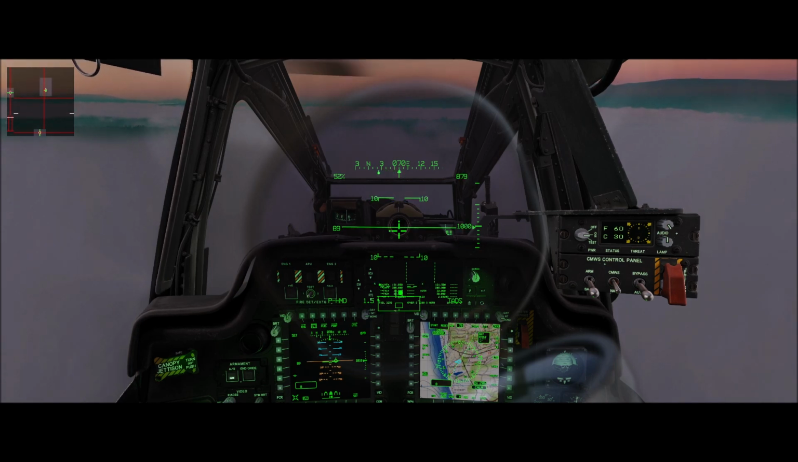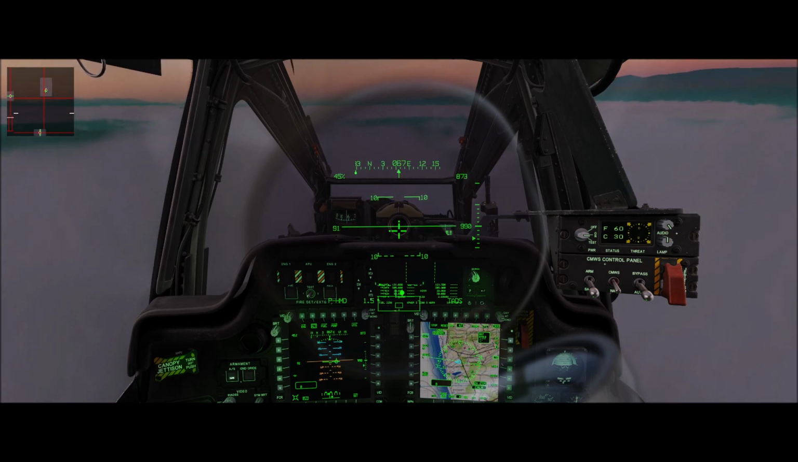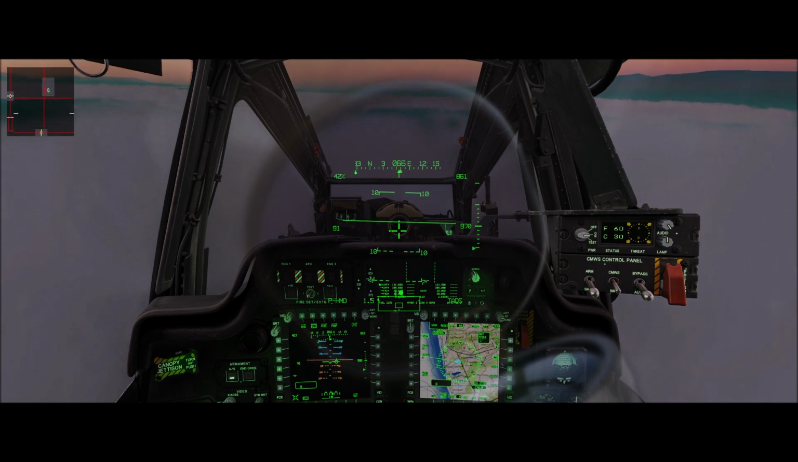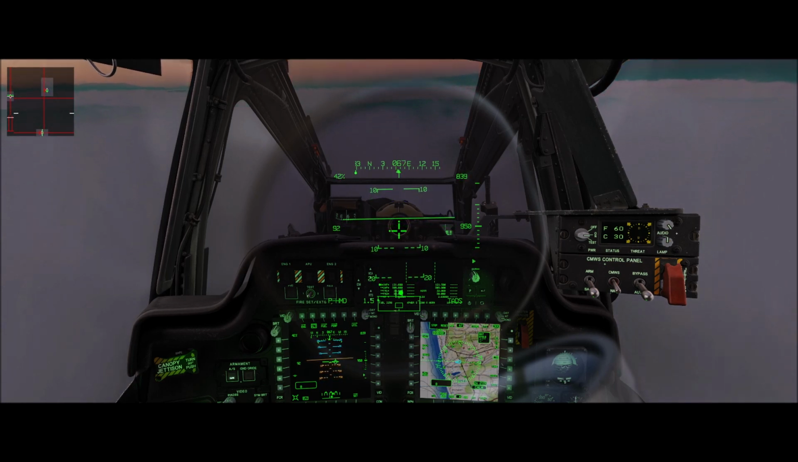Now you can see the ADF marker on the heading tape starting to slide really fast to the left. You look down at the MPD, the dotted lines are moving. That means we've crossed over the NDB. Now we're going to start our descent. And on a non-precision approach, you want to be about 600 to 800 feet per minute.